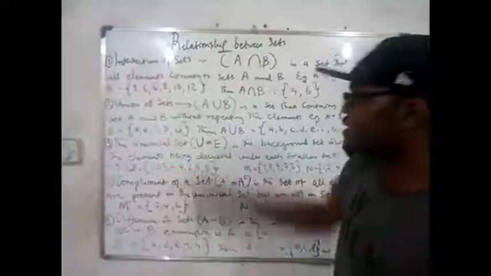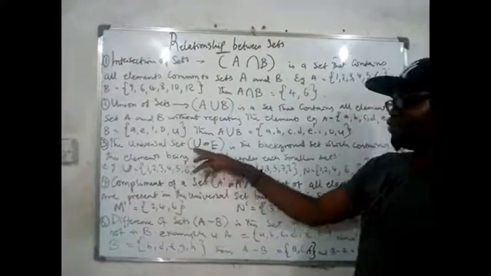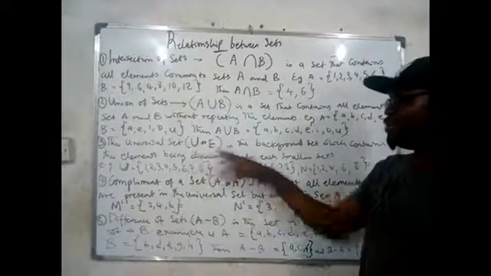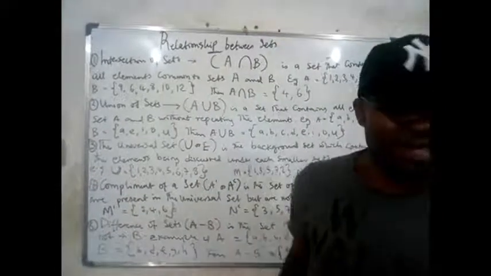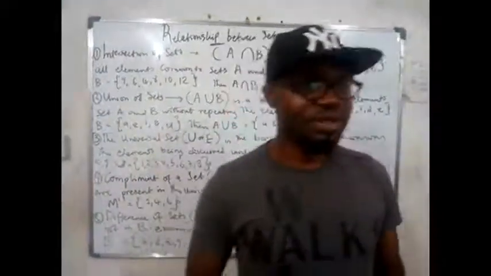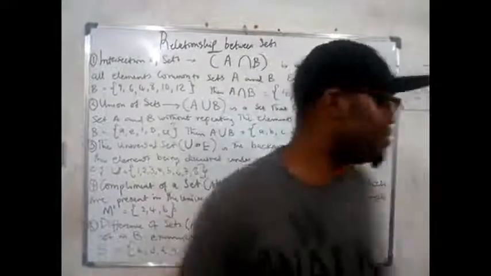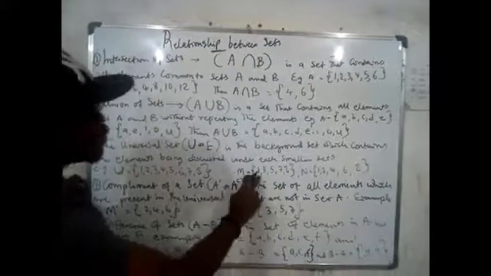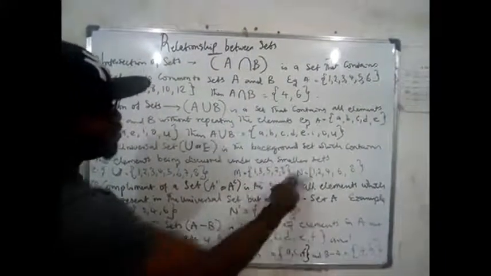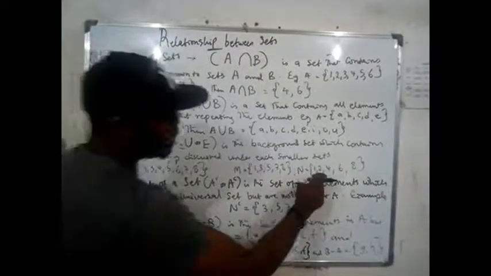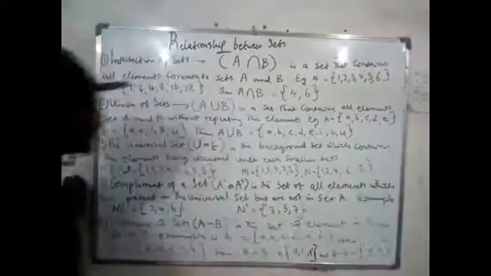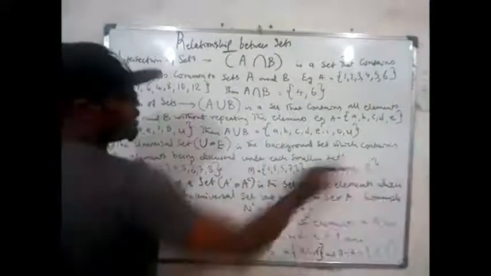Now, universal set. Universal set is represented with U or E, capital letter U or E, and it's actually the background set that contains all the sets that you're considering at the moment. Like, say you're considering this set M that contains 1, 3, 5, 7, 8. And you're also considering set N that contains 1, 2, 4, 6, 8. What is the universal set? Universal set is simply like a union set of these two.